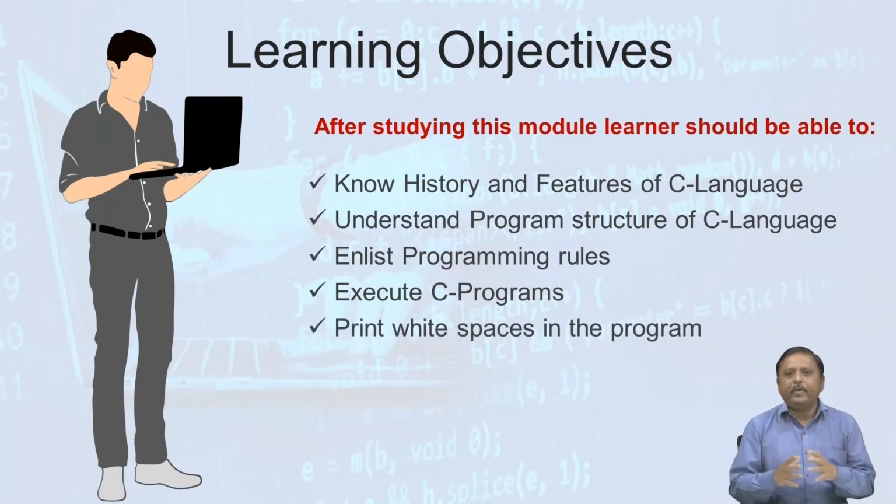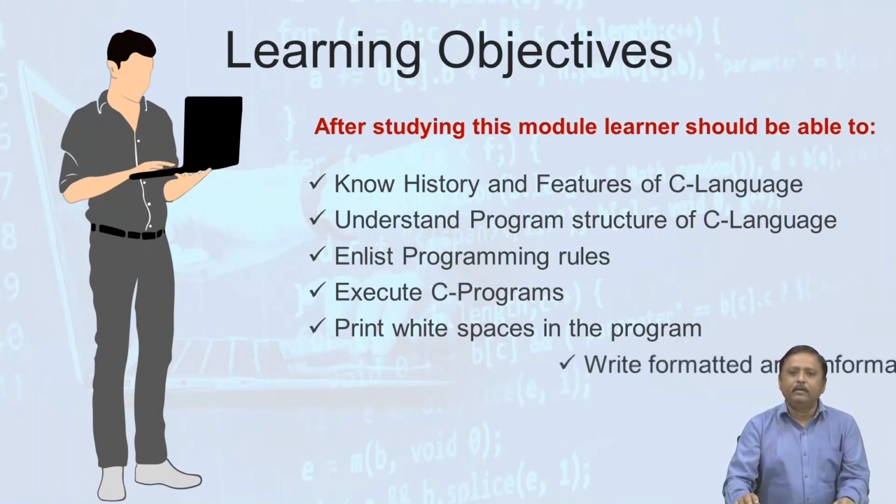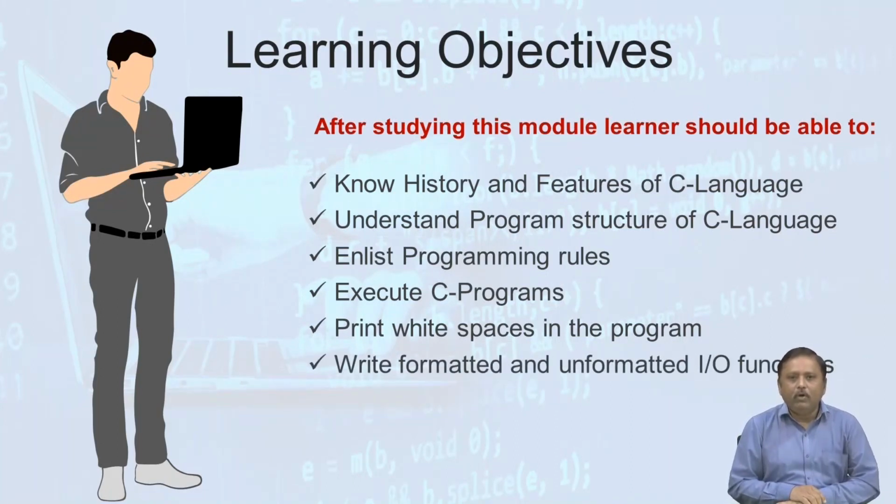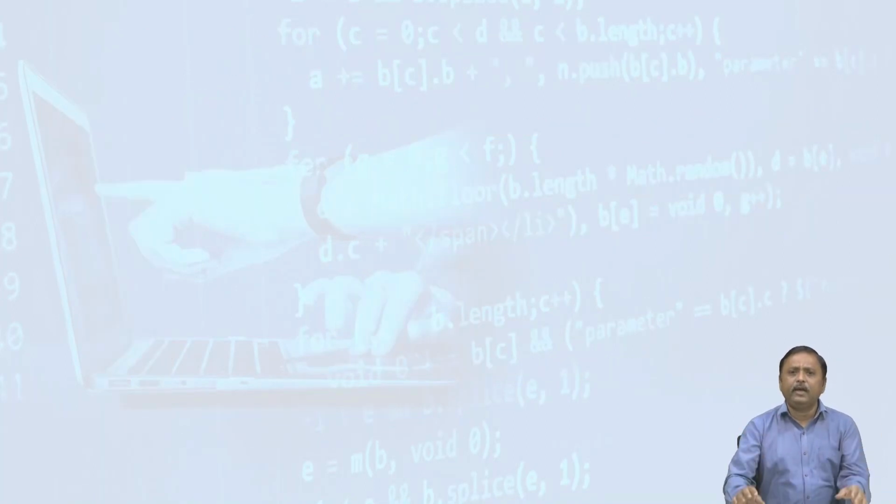So learner should be able to execute their first program. We will also learn how to print white spaces. White spaces means non-printing characters that we are going to discuss in this lecture. So we will learn how to print white spaces in the program, and we will also learn how to get formatted input and how to generate formatted output using formatted input output functions available in C. So these are the learning objectives.